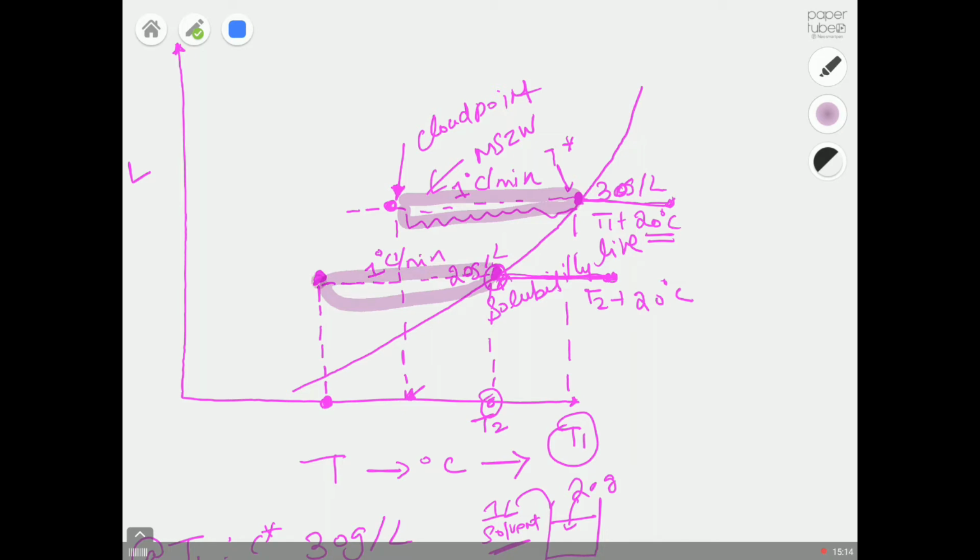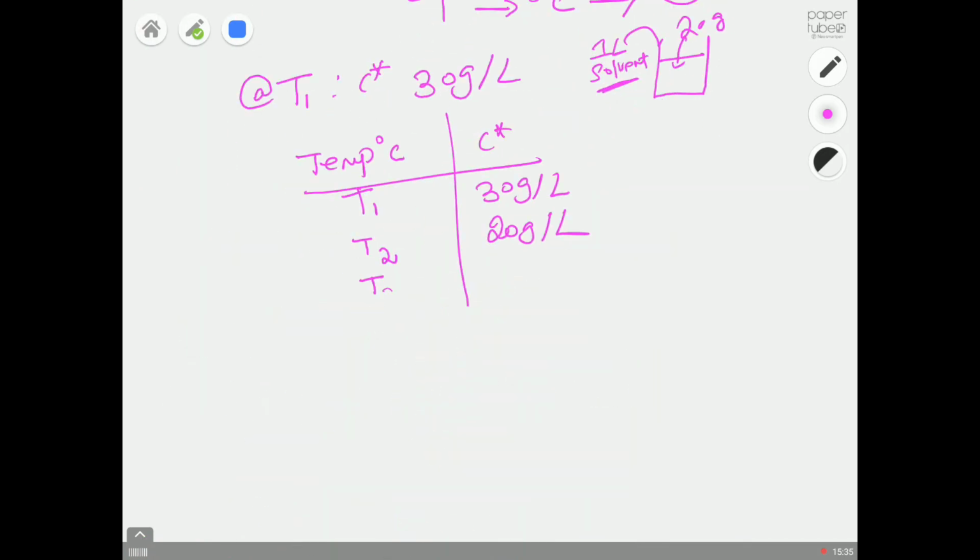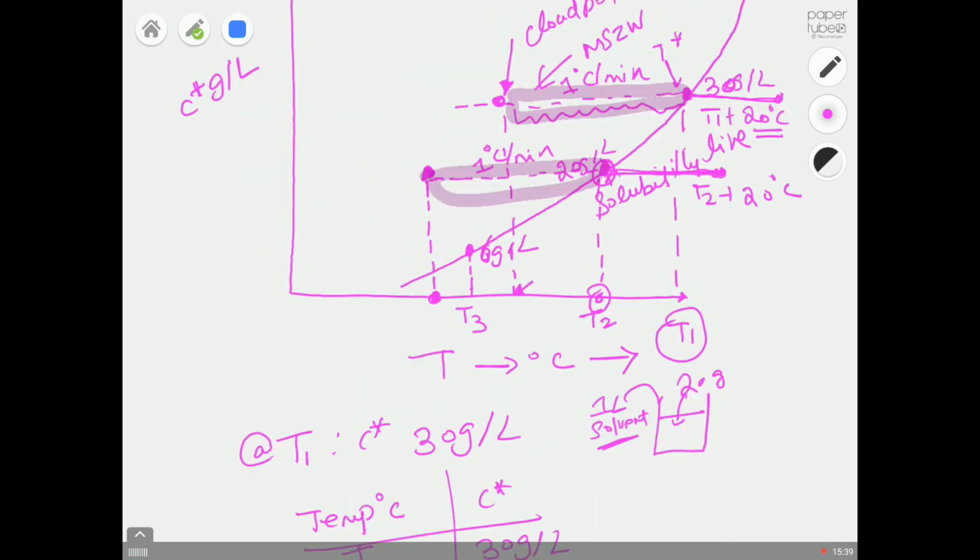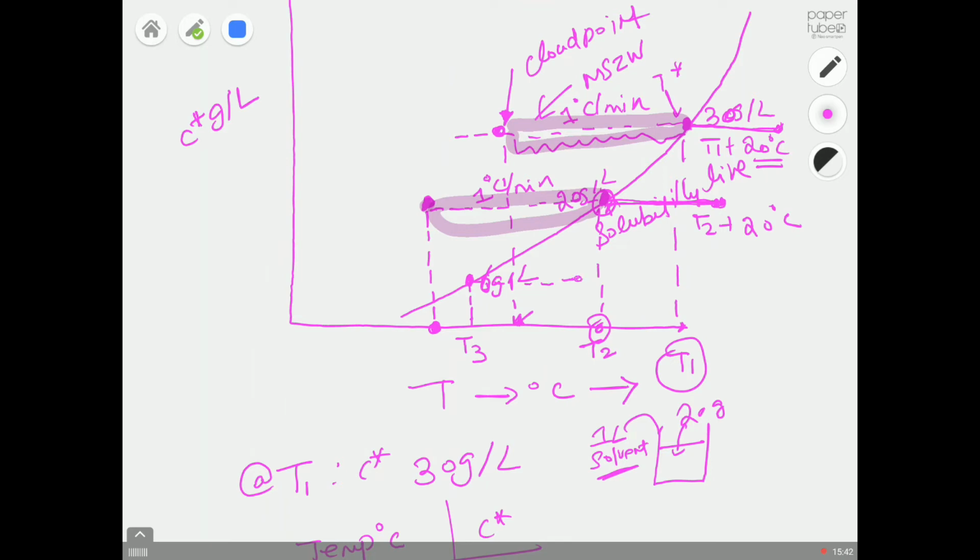So this point, and now we are going to do a third experiment. Why not? Because we are not going to the lab, so we can draw as many as we want. Say we have 6 grams per liter here. Let's say this is the solubility value when the temperature is T3. So in the table, at T3 our solubility value is 6 grams per liter. We heat the solution, sorry, to T3 plus 20 degrees centigrade, and then we wait at that final temperature for 1 hour, and then we cool back the solution.